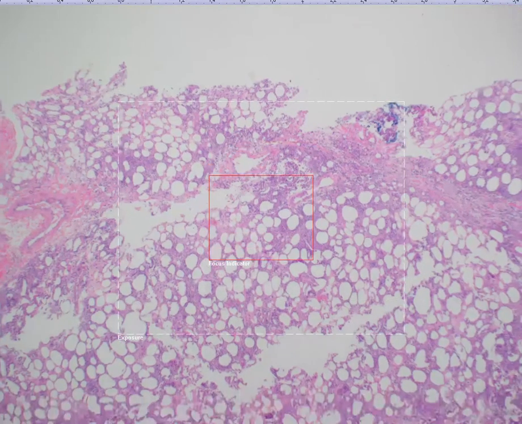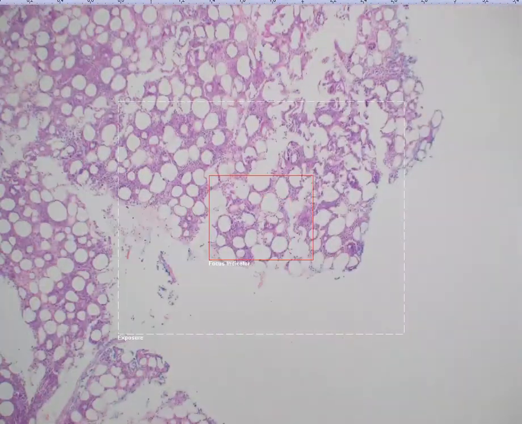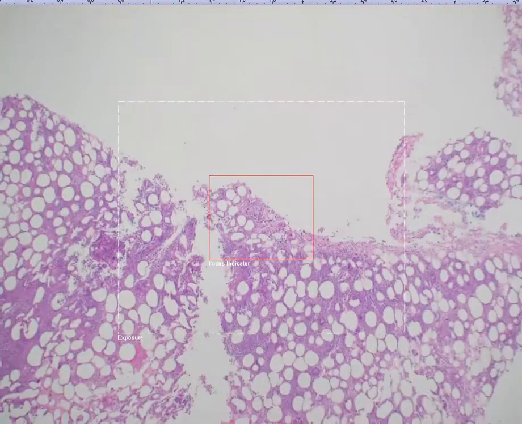Okay, this next case is a case of primary cutaneous subcutaneous panniculitis-like T-cell lymphoma. So this is a biopsy that includes epidermis, dermis, and then a large component of subcutaneous tissue, as you can see.